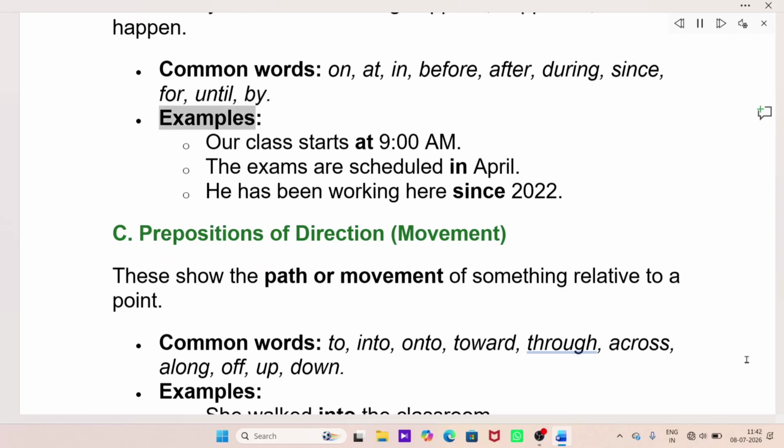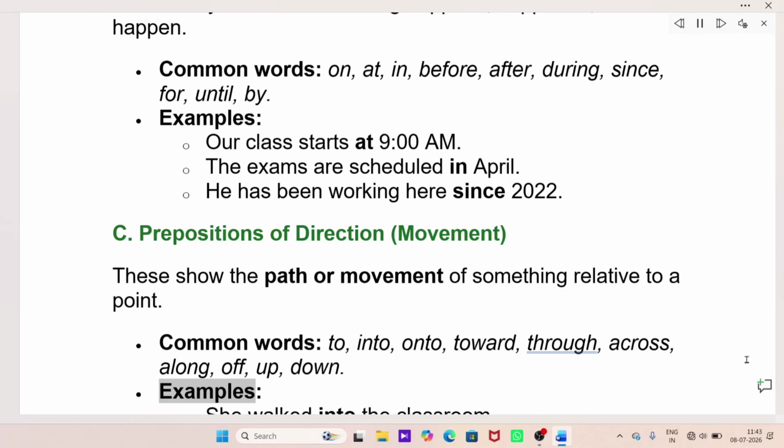Examples: Our class starts at 9 a.m. The exams are scheduled in April. He has been working here since 2022. C. Prepositions of direction, movement. These show the path or movement of something relative to a point. Common words: to, into, onto, toward, through, across, along, off, up, down.